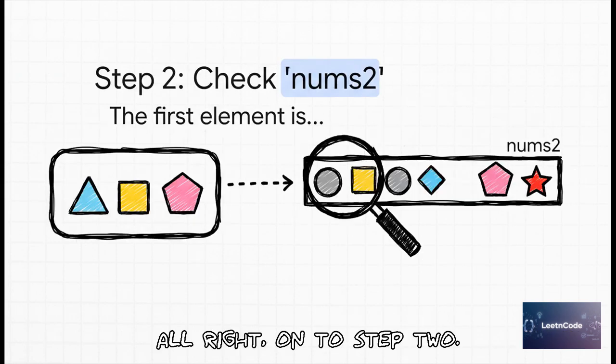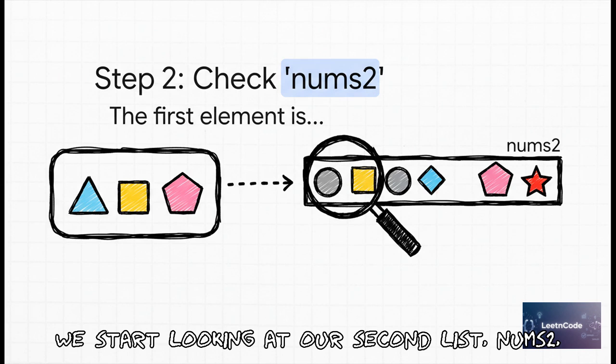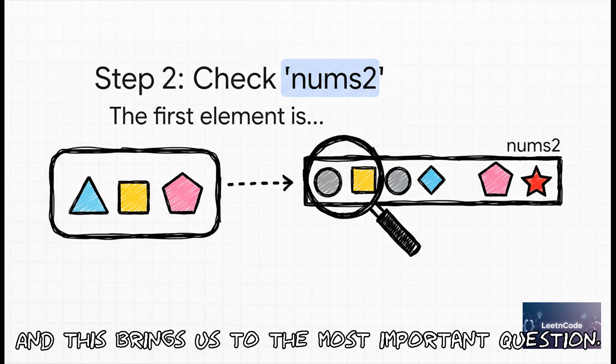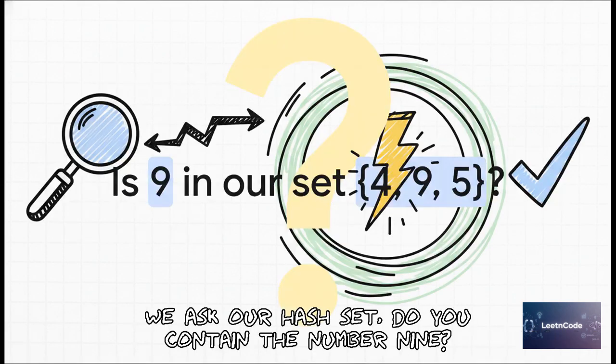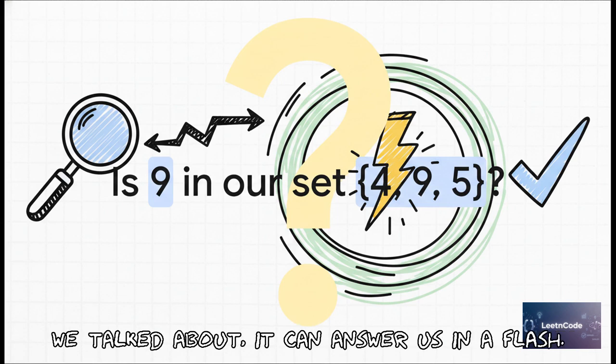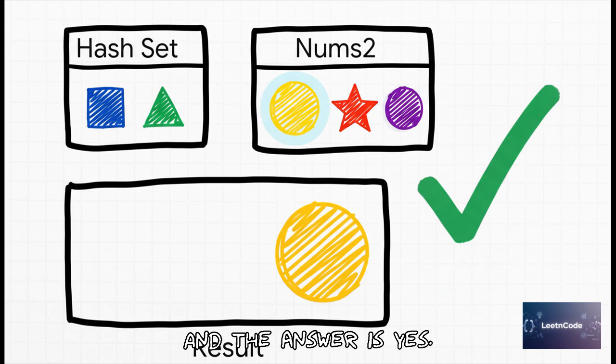All right, on to step 2. We start looking at our second list, nums2, and the very first number we see is a 9. And this brings us to the most important question. We ask our hash set, do you contain the number 9? And thanks to that instant lookup superpower we talked about, it can answer us in a flash. And the answer is yes.